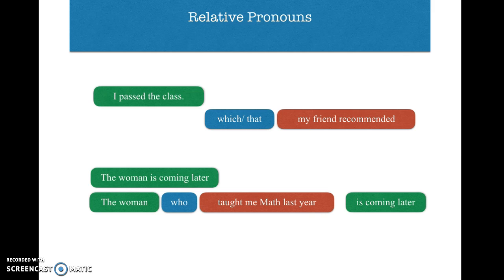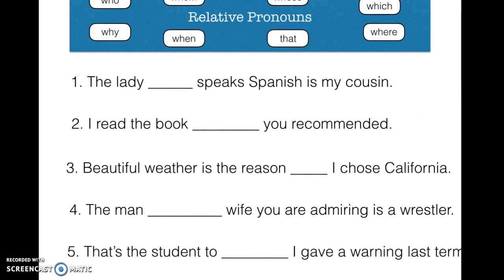Okay, so when we want to add information, we add in a relative pronoun like who or which, and we can add more information to the noun. So let's look at these sentences. The first one, the lady. Lady is obviously a person, so we're going to use who. The second one, I read the book. It's going to be which you recommended.